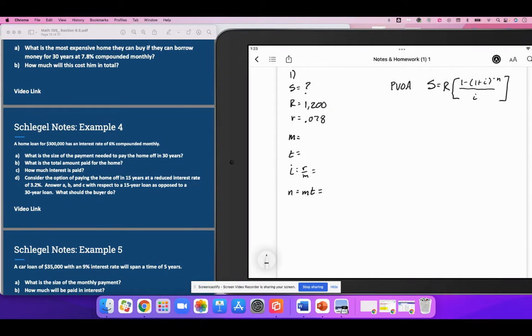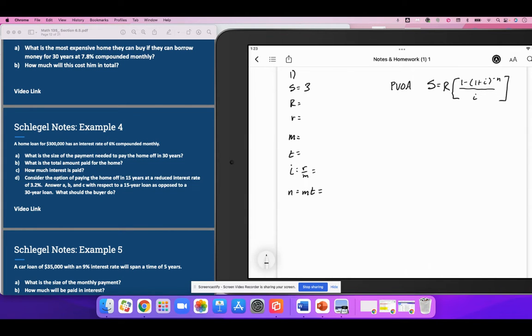And this brings us to example 4, a home loan for $300,000. Got to erase some stuff over here real quick. Forgot to erase it. It has an interest rate of 6% compounded monthly. What is the size of the payment needed to pay the home off in 30 years? So let's run through this.